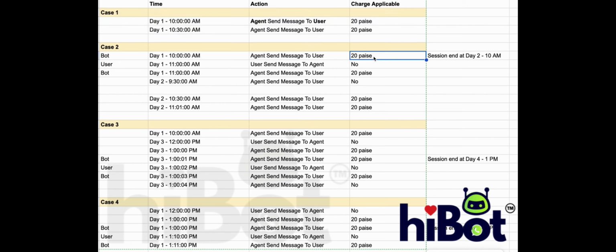10 a.m. You will be charged 20 paise. Your customer or user has replied back to you at 11 a.m. You are not charged for the incoming message. After that, your chatbot takes over or you reply to the customer again. Then again you are charged 20 paise.